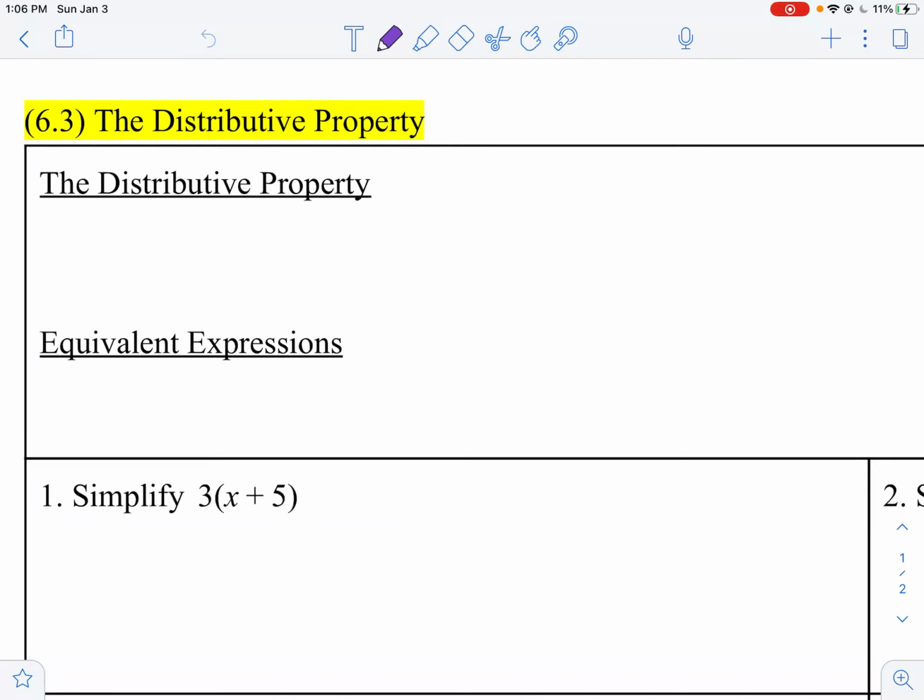In this lesson, we are going to learn about the distributive property. Now, the distributive property is a little bit difficult to explain without using an example. But when we use the distributive property, the question will always look the same.